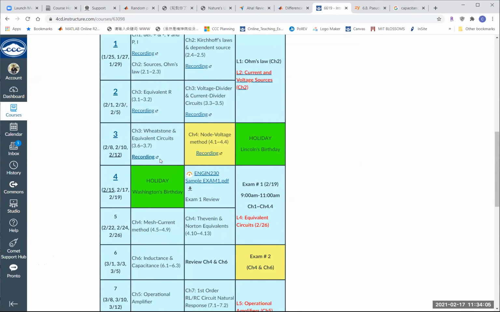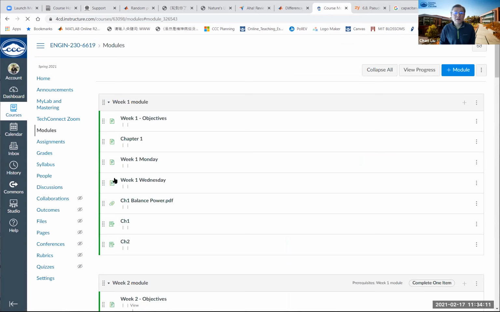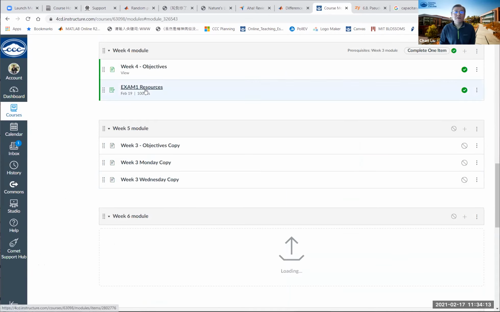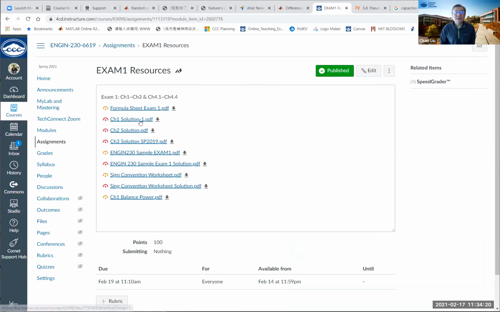Okay. So if you look at Canvas and click on week 4, there's a page called Exam 1 Resources. You click on this one here. These are all the solutions. The solutions might not be the same as the homework that you have to do on Canvas. Just for your reference.